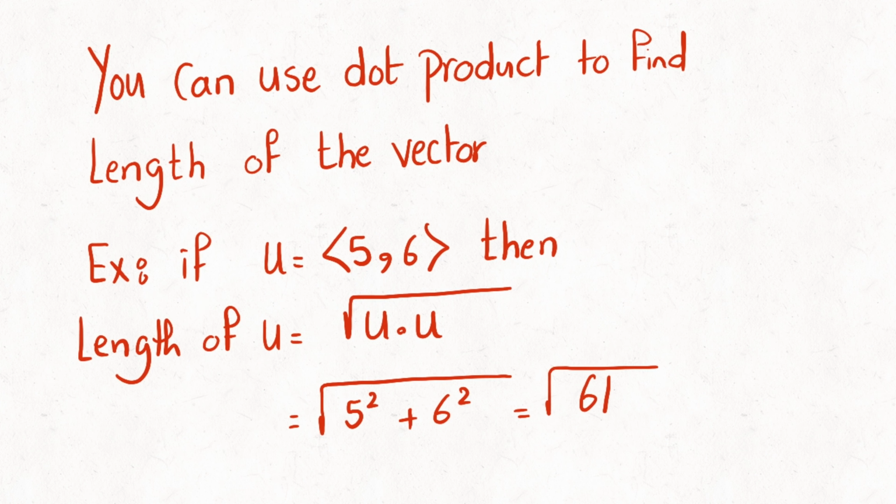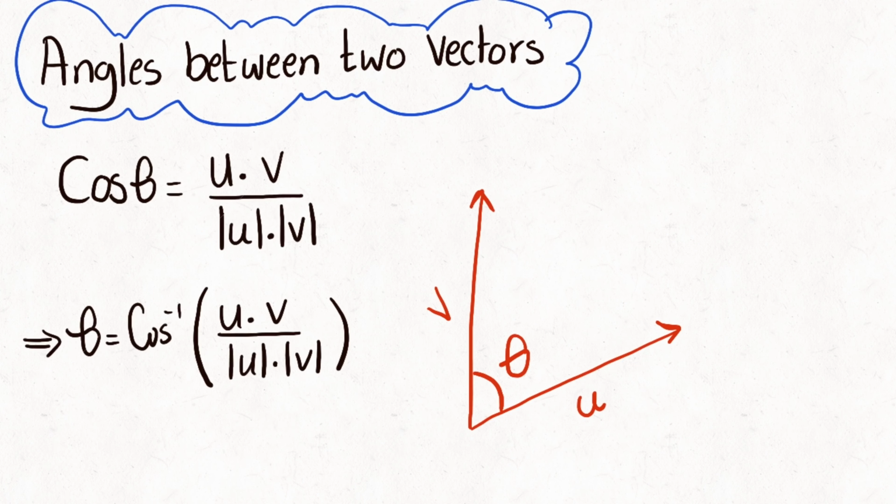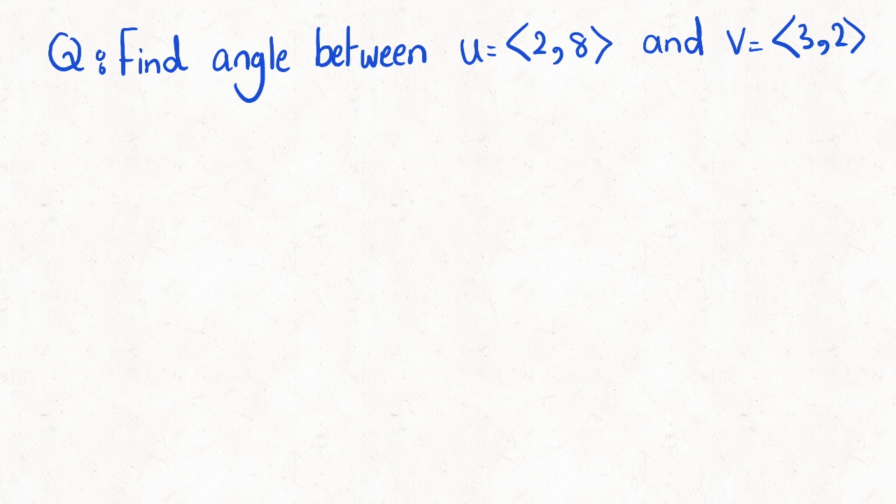The square root of u dot u will always give you the length of the vector. Look at the example in front of you. To find the angle between vector u and v, take into consideration that cosine theta is u dot v over the magnitude of u times the magnitude of v, and then you have to take shift cosine to find the answer. Take the following example. Find the angle between vector u and v.